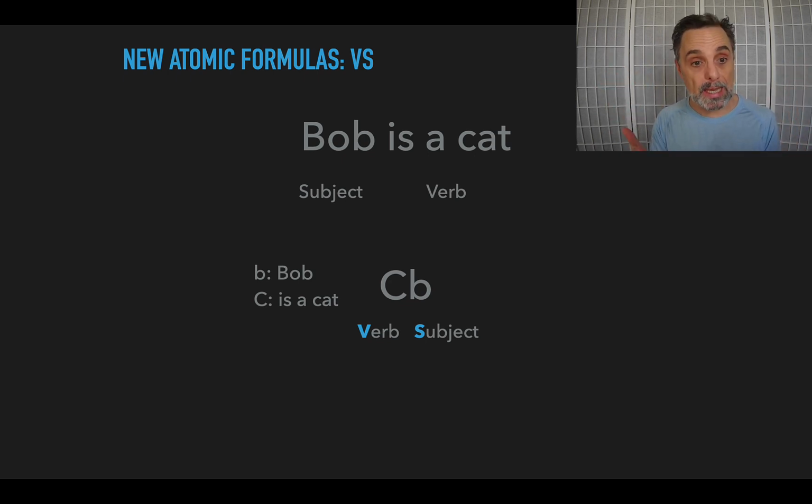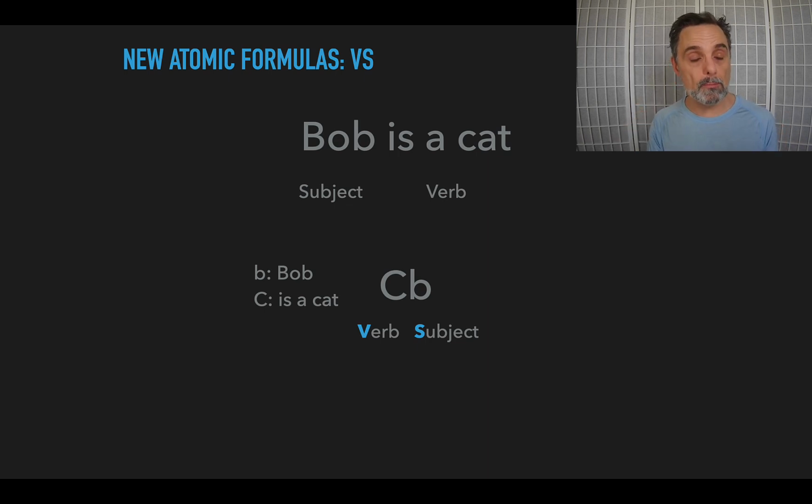So if we had Bob is a cat in English, Bob would be the subject, and that's a name, so that would be symbolized by a little b. And then we have is a cat, that's the verb phrase, that turns into the predicate big C. So Bob, the name, turns into little b, is a cat, turns into big C, and then we have the order in our logical language of verb subject, so we put big C and then little b. And there are mathematical reasons why it has been done this way. It's slightly confusing, that's why I'm talking about it.